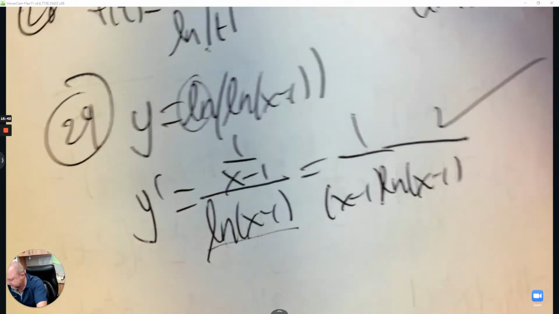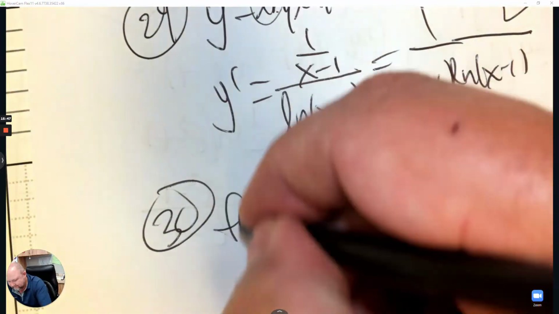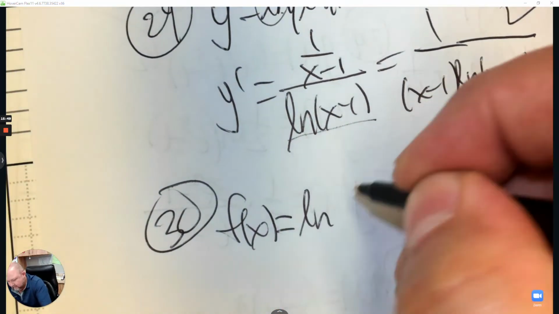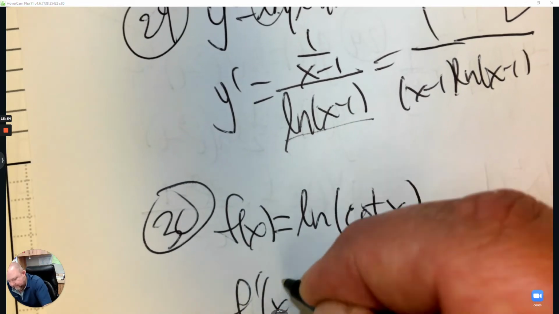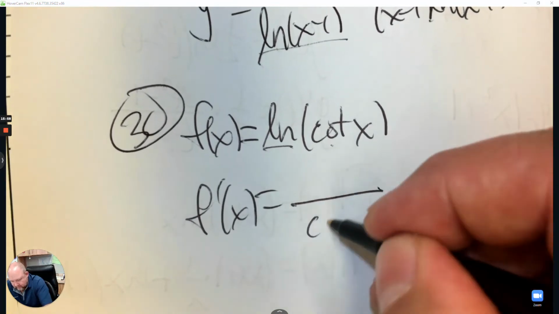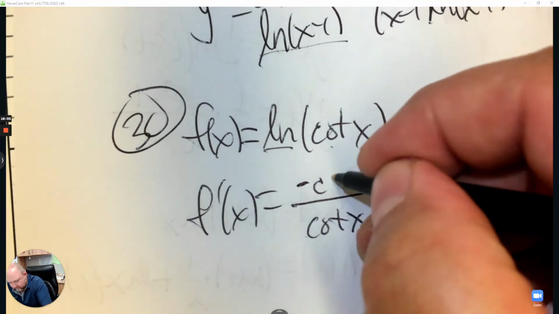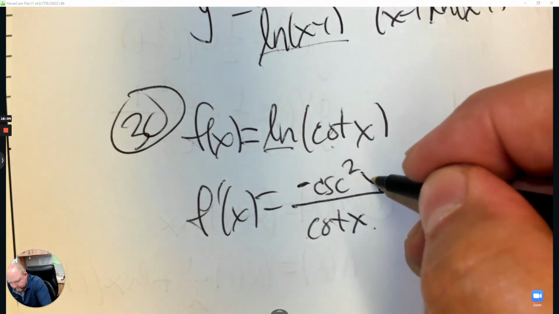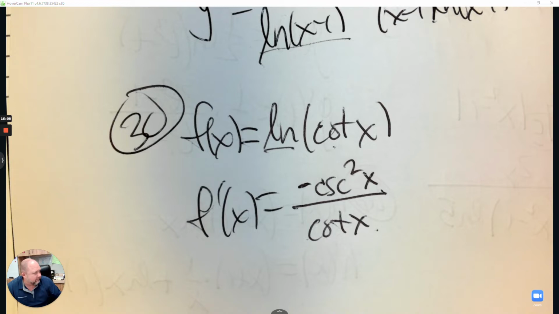Number 30. Oh, trigonometry. Here we go. So it's a logarithm, so draw a fraction. What you see, cotangent x. The derivative of that, which is negative cosecant squared x. And that's it, right? Or did they try to simplify that? No.